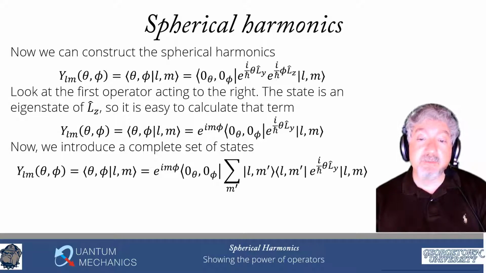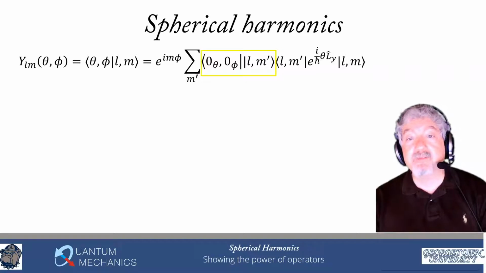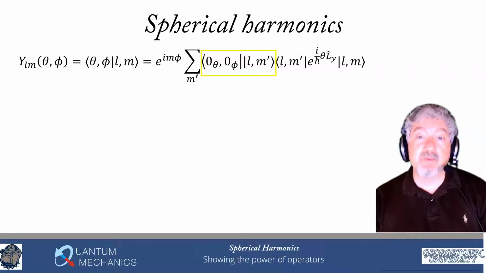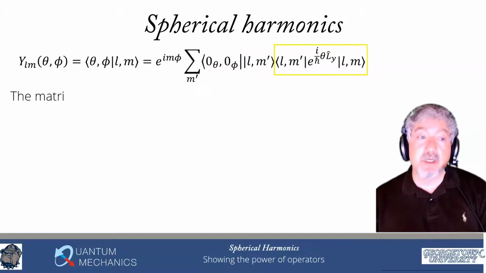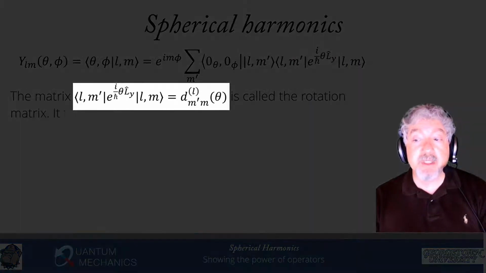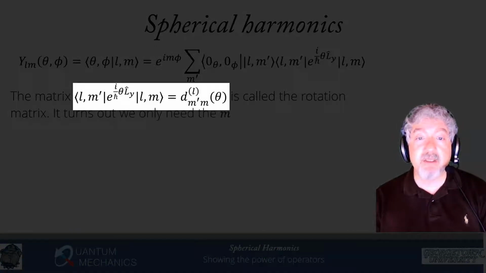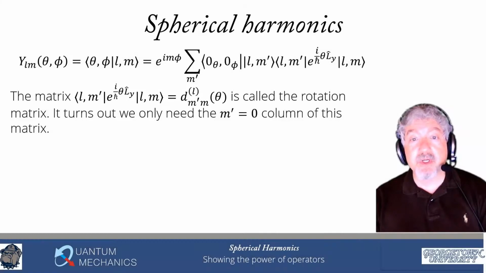And now I can pull the summation out. And what you see, I have two factors. The first factor is actually just a number. It's the overlap of the North Pole state with the state Lm prime. And the state on the other side is something that we call a rotation matrix. So this matrix element, or this matrix, if I think of M and M prime, we denote it d sub M prime M of L of theta. That's called the rotation matrix. It turns out we're going to only need the M prime equals 0 column of this matrix.